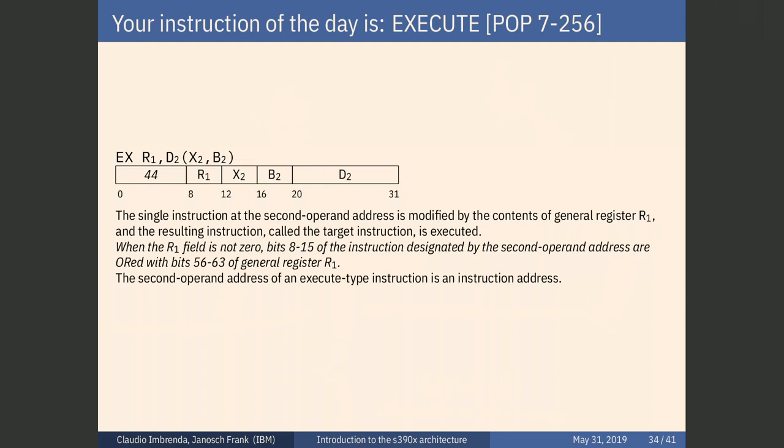Bonus, the R1 field is a register, and the lowest byte of the register is ORed with the second byte of the instruction before it's executed. Stop laughing, I was told we are using that in libc.